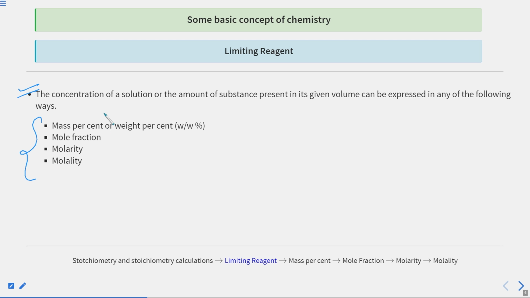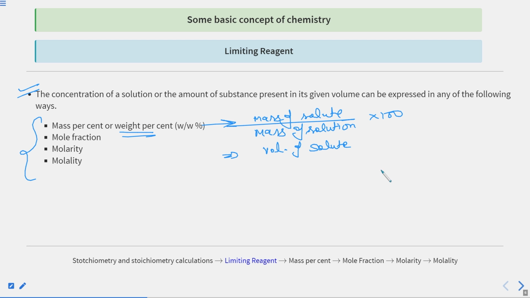So mass percentage, as I told you already, if you want to calculate mass percentage, it should be W by W, or you can say M by M. So it is very simple. You can write mass of a component divided by total mass of all the components, multiplied by 100. In case of solution, you can say mass of solute divided by mass of solution, multiplied by 100.